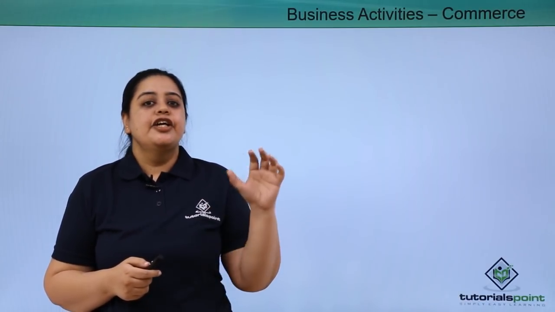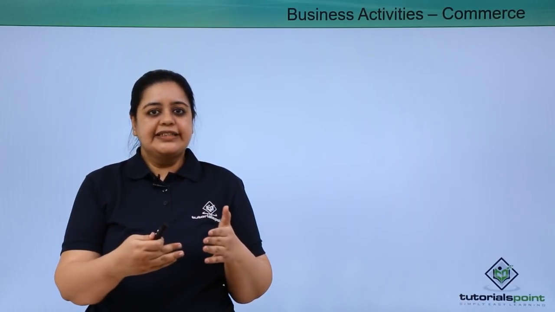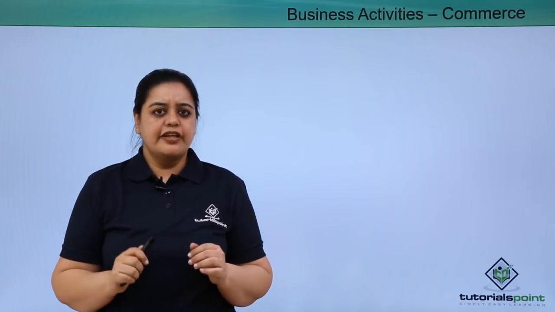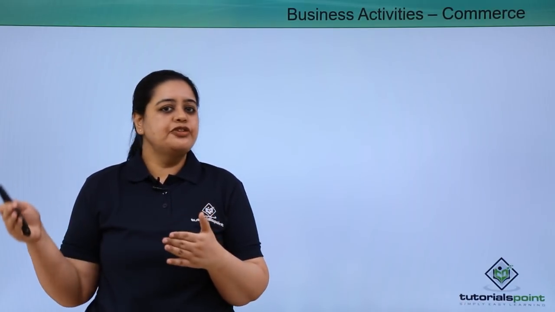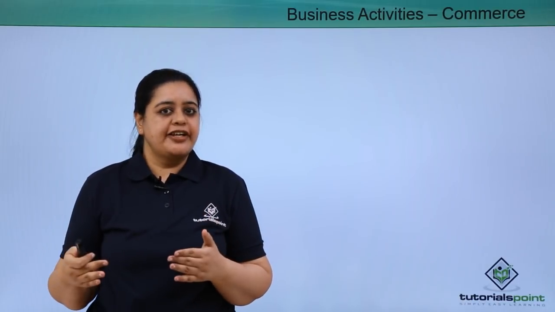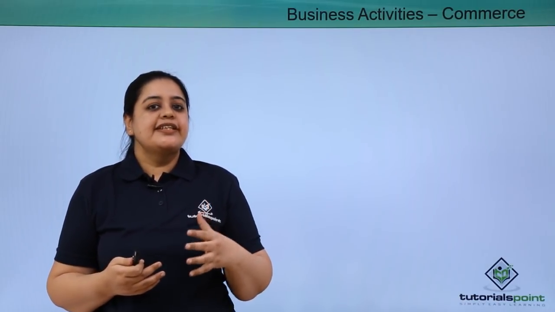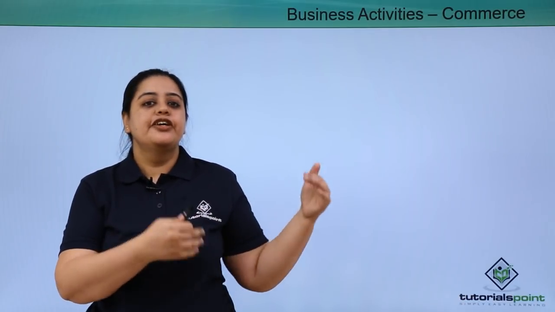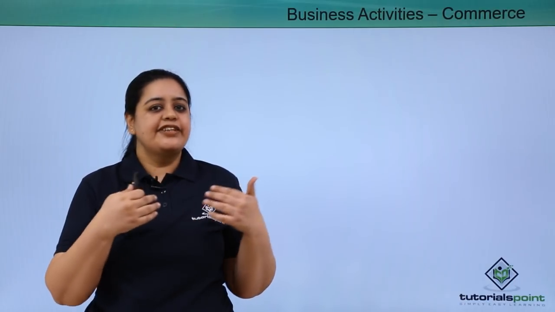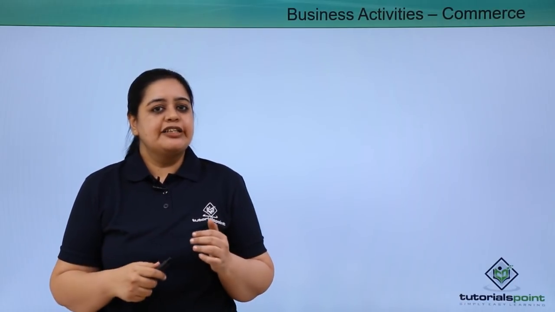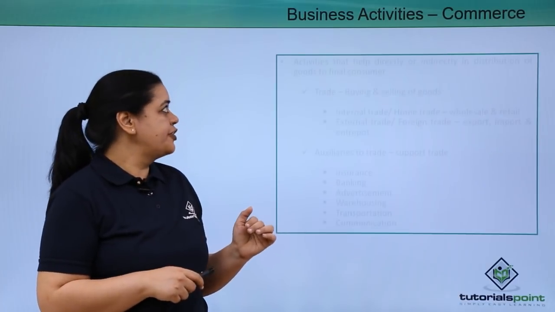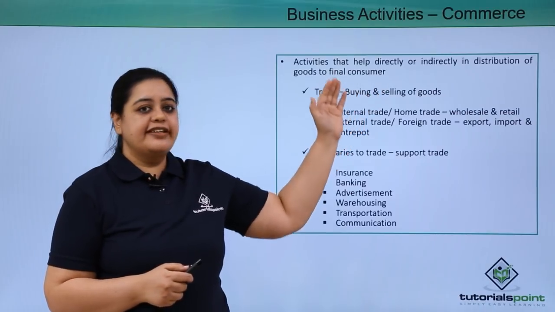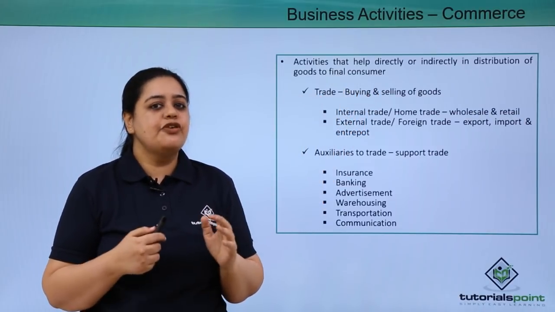And that is the reason there are people who procure goods and services to be sold to the final consumer. For example, if you want a soap, you would go to your local departmental or your Kiryana store, right? Now, Kiryana store is an example of a retailer who has procured goods from the wholesaler, or let's say from the manufacturer, to be sold to the ultimate consumer. So remember that commerce are those activities which help directly or indirectly in distribution of goods or services.